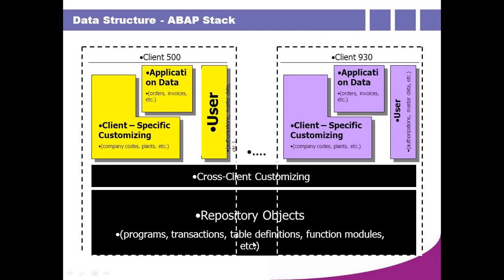For example, assume that an XYZ program is there. In the system-wide, the entire XYZ program will be there only once. There is no separate XYZ for the 500 client, there is no separate one for the 930 client, and there is no XYZ for the 000 client. That's why the repository is only one. If you are accessing any functionality here, it is using these repository objects.